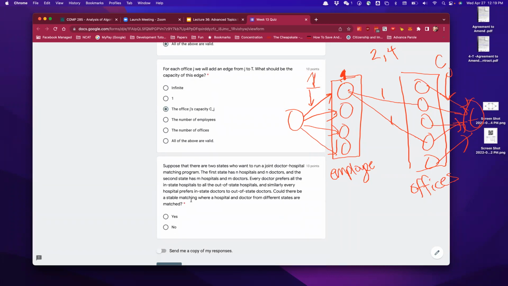Suppose there are 2 states who want to run a joint doctor-hospital matching program. The first state has N hospitals and N doctors. Second state has M hospitals and M doctors. So this is like California and New York are running their hospital doctor matching program. Could there be a stable matching, where every doctor prefers in-state hospitals to all of the out-of-state hospitals, and every hospital prefers in-state doctors to out-of-state doctors, okay? Is there a stable matching where a hospital and a doctor from different states are matched?